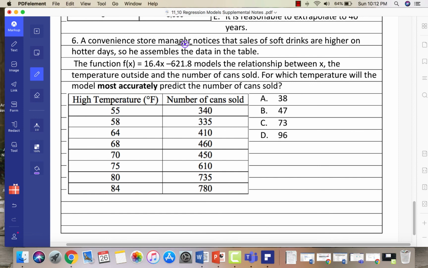So, for something to be most accurately predicted, it needs to be an interpolation. So, it needs to be inside the data set. So, is 38 inside the range of our x values? No. Is 47? No. 73. Yes, 73 would be in between 75 and 70. So 73 would be a good temperature to use for a prediction. 96 would not be, because it's not inside the data set.